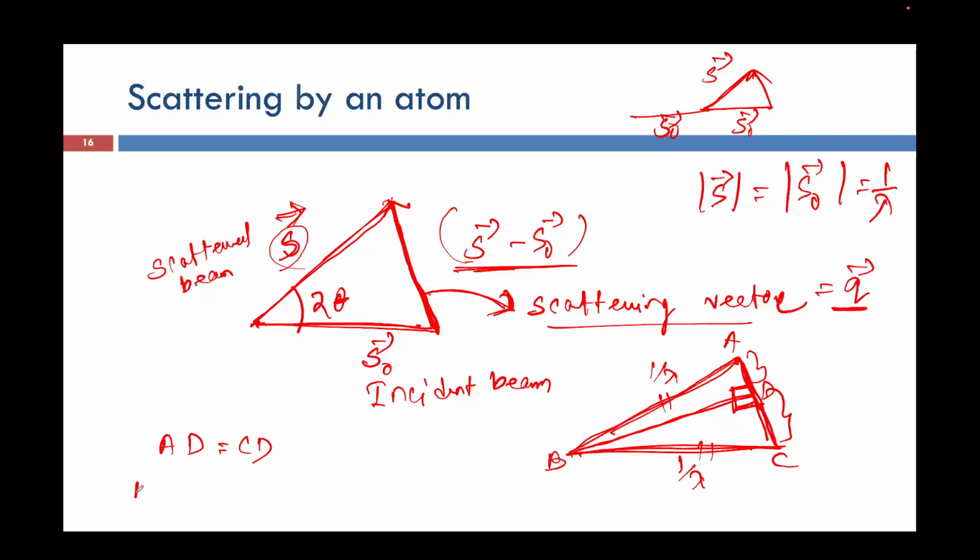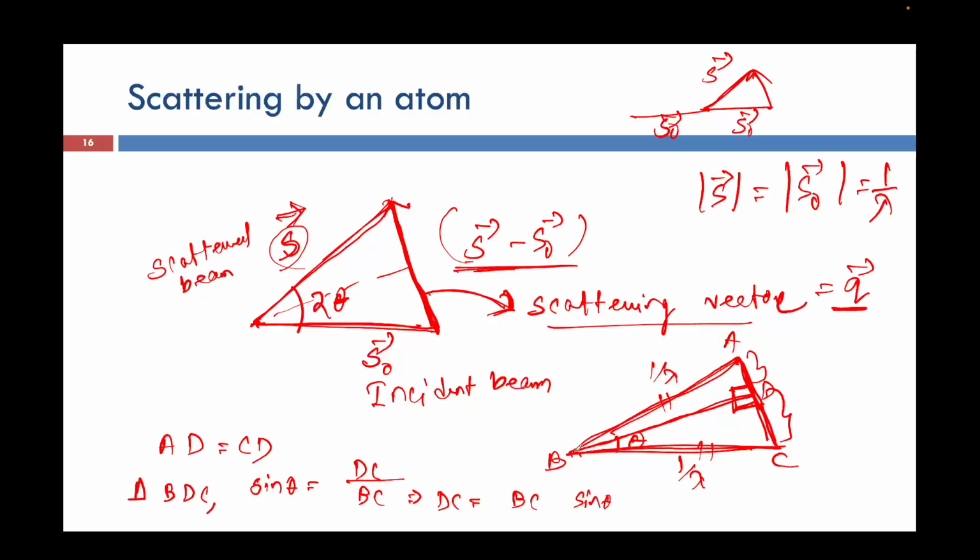In triangle BDC, since this is a perpendicular, this triangle angle is, let's say, 2 theta. Why have I taken 2 theta here? Because this will be theta. So in BDC, sin theta is equal to DC by BC. So DC will be BC sin theta.